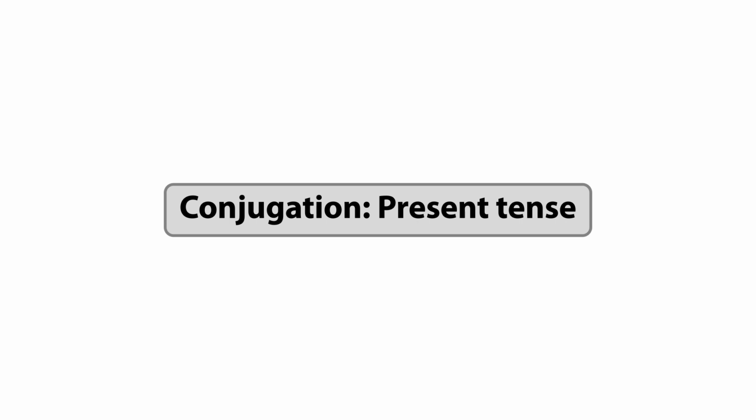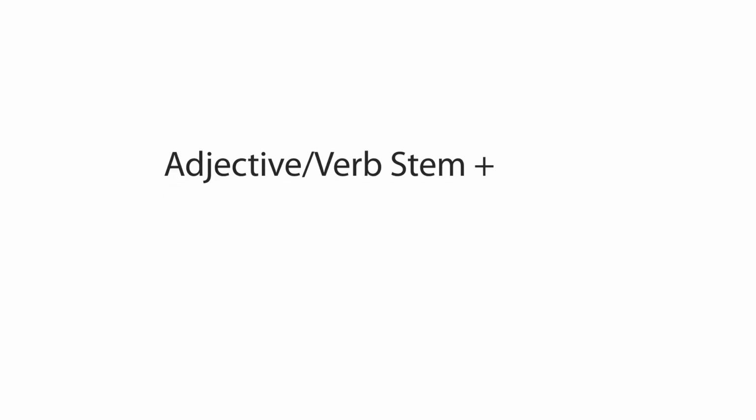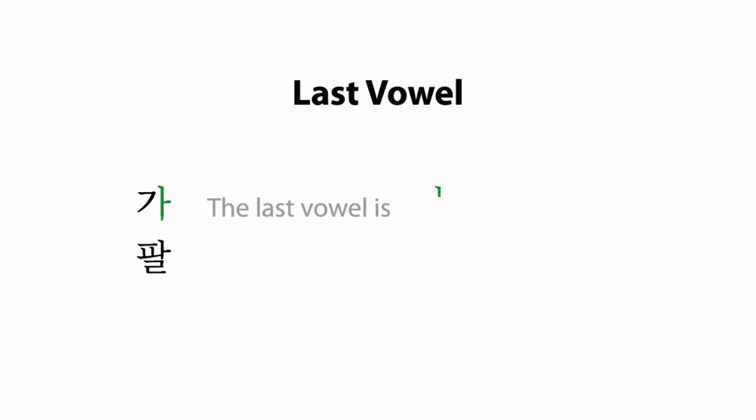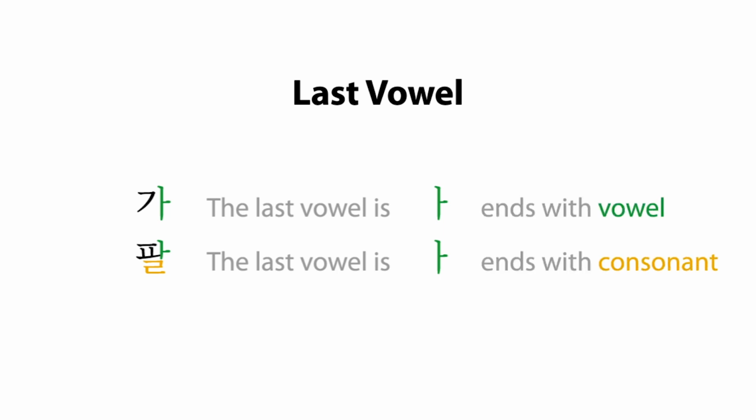To conjugate a verb or an adjective, we need the stem plus 아요, 어요, or 해요. If the last vowel is 아 or 오, we use 아요. In order to conjugate a verb or an adjective correctly, it's important to know the last vowel of the stem. Take a look at the following two stems. Although both of them end with the same vowel, one of them ends with a consonant and one of them ends with a vowel. So when we conjugate verbs and adjectives, first we need to look at the last vowel, then whether it ends with a vowel or a consonant.